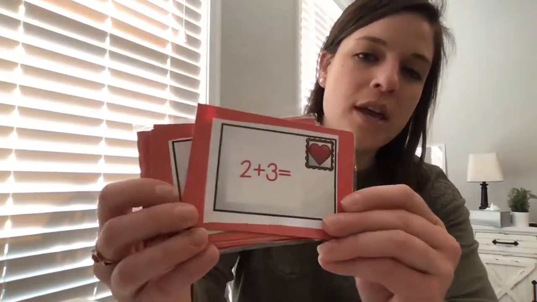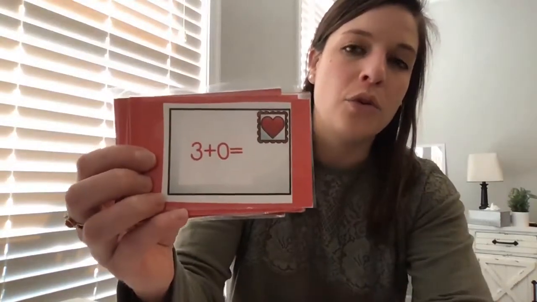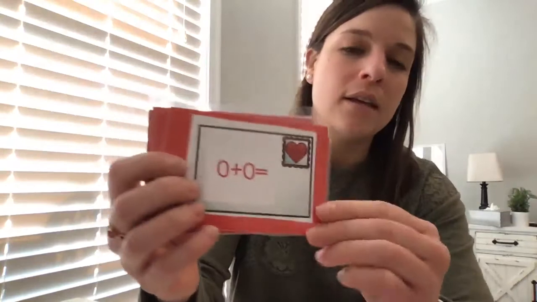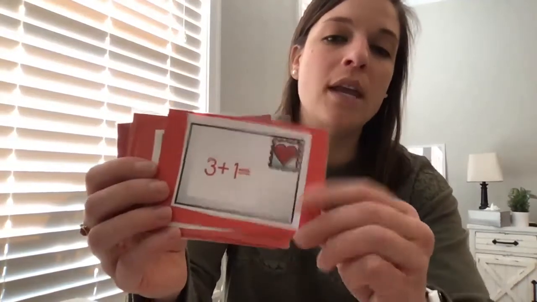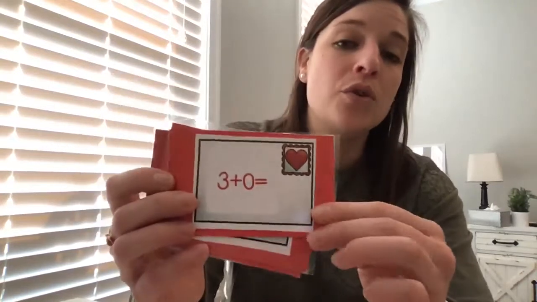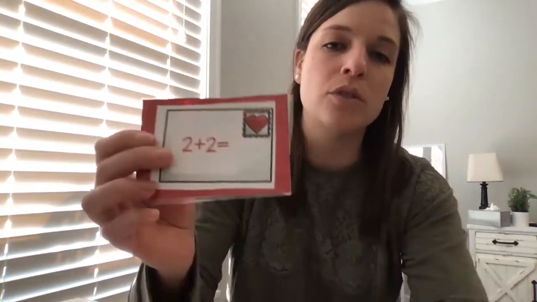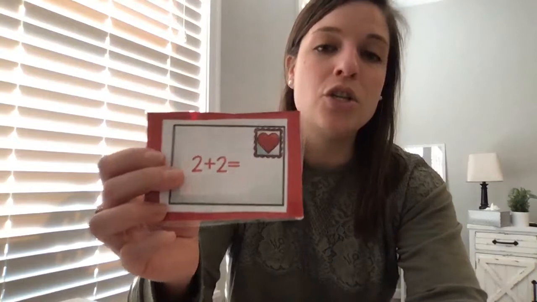2 add 3 equals 5. 1 add 0 equals 1. 3 add 0 equals 3. 0 add 0 equals 0. 4 add 0 equals 4. 3 add 1 equals 4. 2 add 1 equals 3. 3 add 0 equals 3. 4 add 1 equals 5. 1 add 1 equals 2. 2 add 2 equals 4. That's right. Good job. Kiss your brains, little mathematicians.